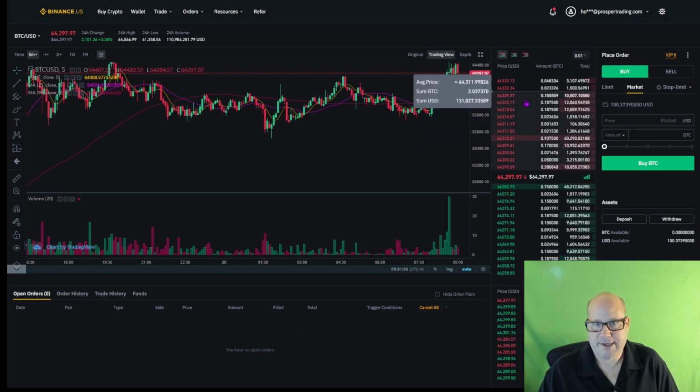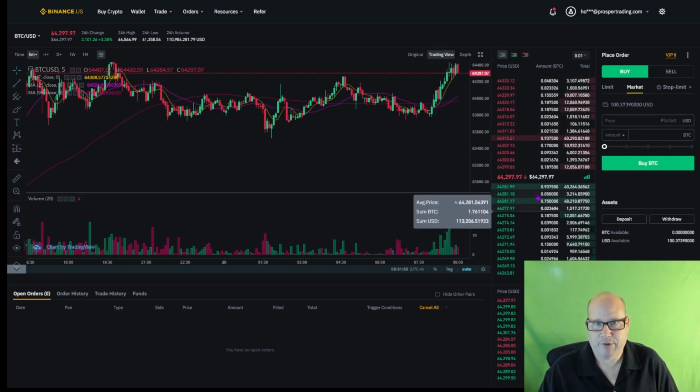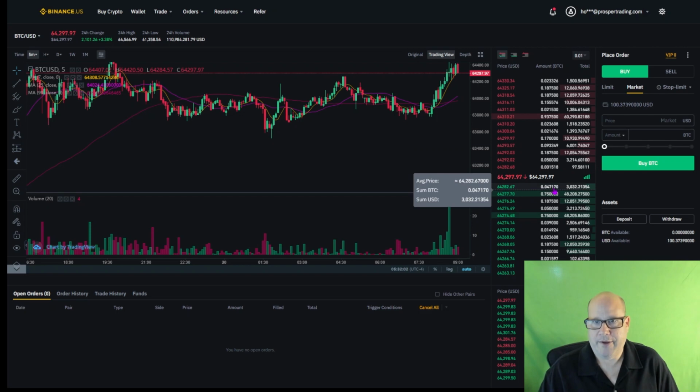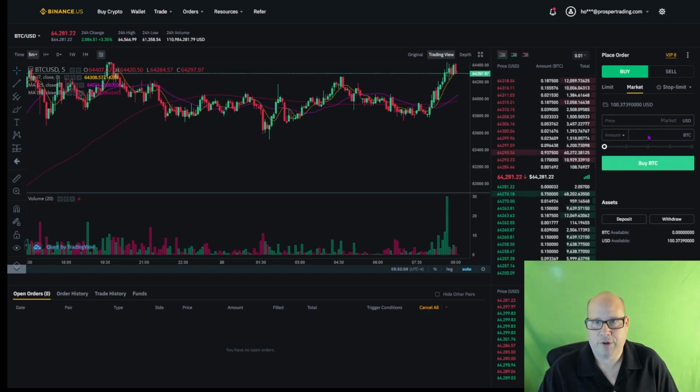On the right-hand side, we have the order book, very similar to what Coinbase shows. Market price is right here in the middle. And over here on the right side is where I would actually enter my order. I have it set up for a buy order using a market buy. One thing I like with Binance that makes it a little easier is this little slider on the bottom. If I want to use all of the $100 I have, I can simply slide that over.